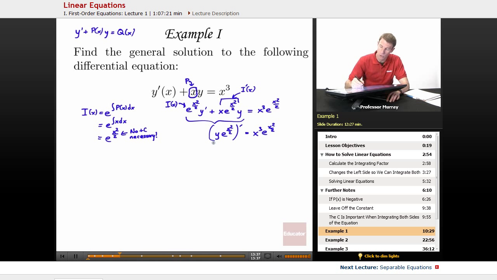Now, we're going to have to solve this, and the way we're going to do that is by integrating both sides. And so if I integrate the left-hand side, I had a derivative, so I'm going to go y e to the x squared over 2.